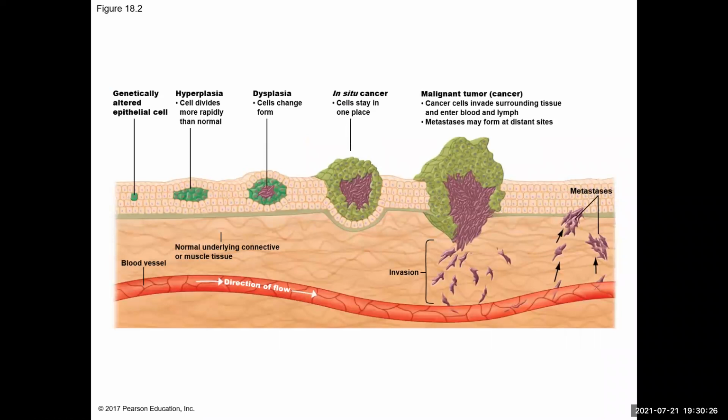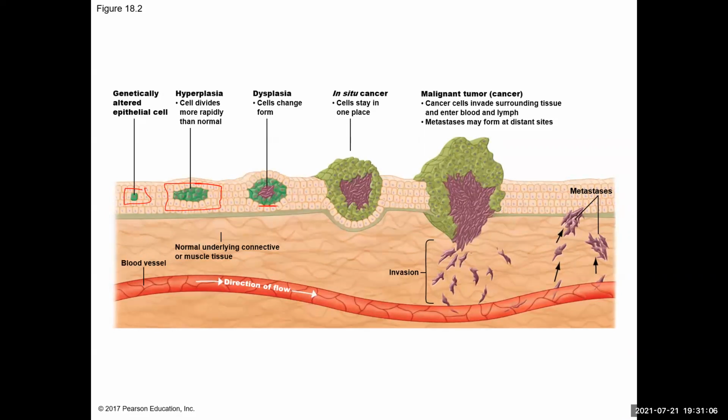Okay, so for cancerous cells, right, you have that genetically altered cell. It divides more rapidly than normal, so that's the hyperplasia. Then if those cells begin to change form, change shape, and change structure, then we know that they're these precancerous cells. That's known as dysplasia. And then as long as those cells stay in one place and they don't move to other areas of the body, it's known as an in situ cancer.